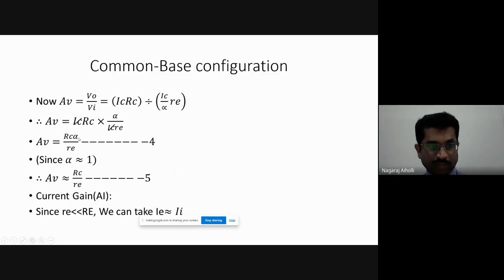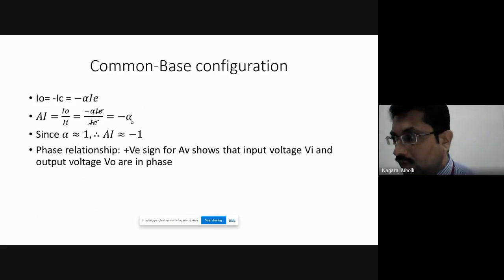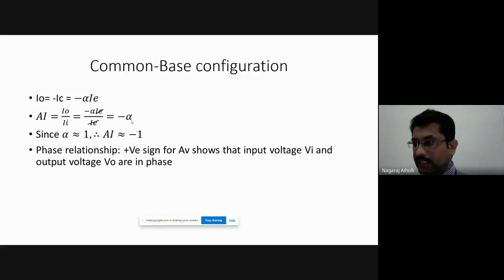But this is the main equation. Whenever you are solving the numerical, you have to consider the main equation, that is Av is equal to RC alpha by re. Then the current gain equation is given by Ai is equal to minus alpha. As alpha is approximately equal to 1, Ai will be minus 1 approximately. But the main equation is Ai is equal to minus alpha. So this is about the common base configuration. We found the equations for voltage gain, input impedance, output impedance, and current gain for the common base configuration using the AC equivalent re model.